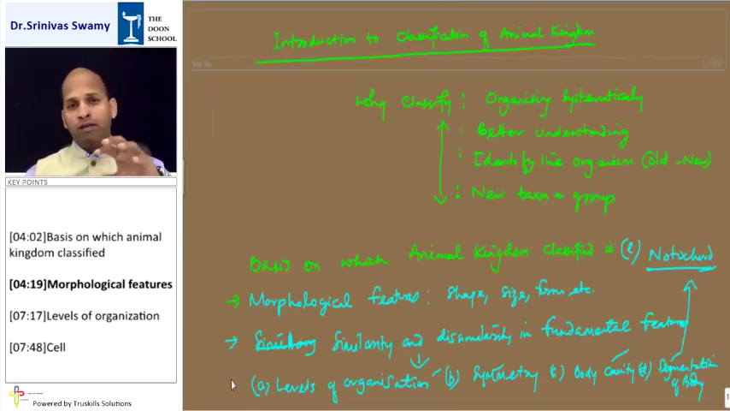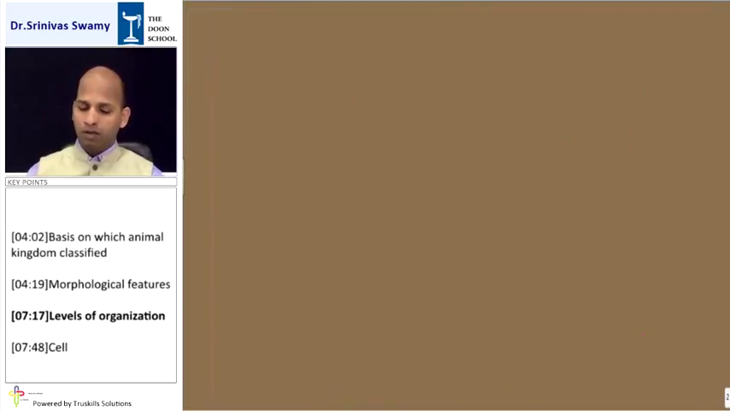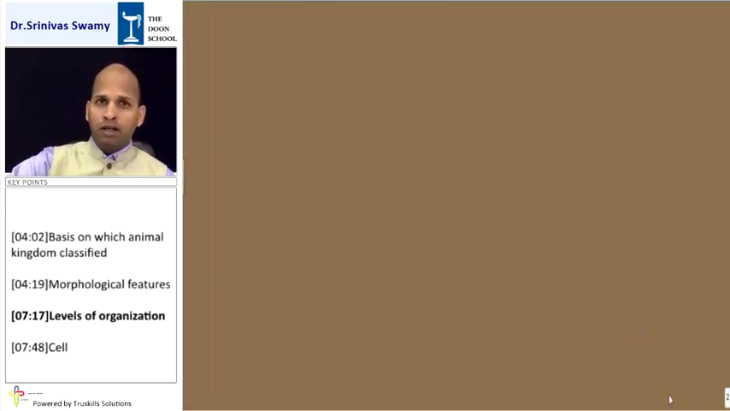Besides that, we will look at the different groups that have been classified in the animal kingdom and their special characteristics or features. So let's move ahead and start with the levels of organization that is basically seen in these organisms. Right. So in levels of organization, what exactly does it mean?